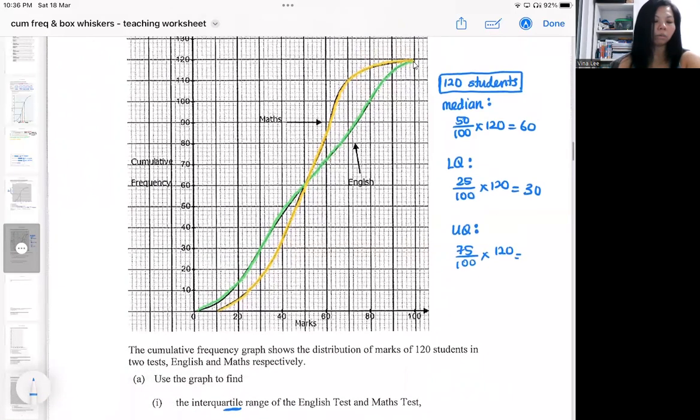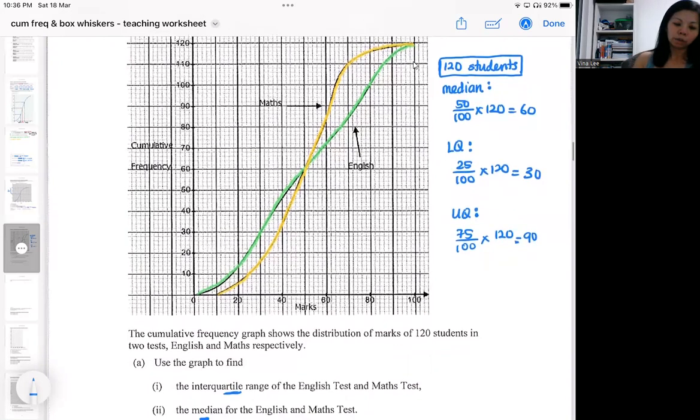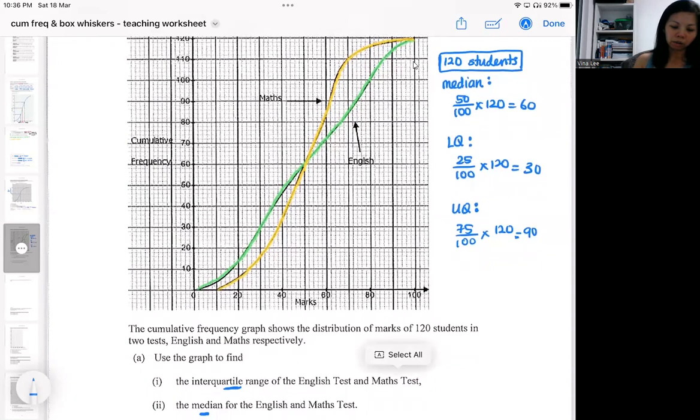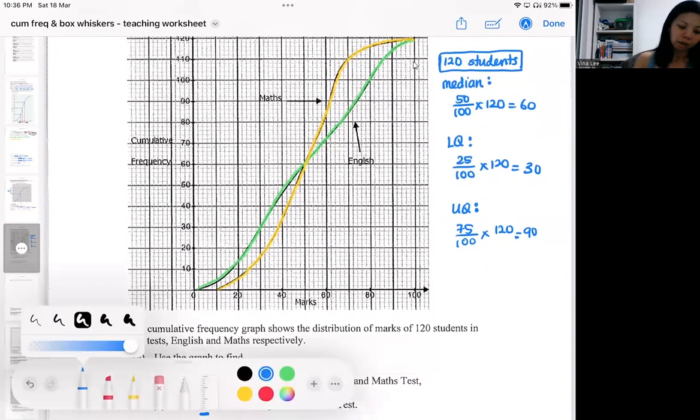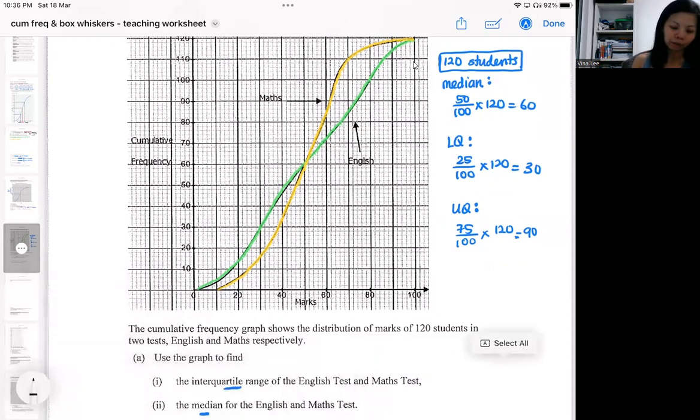Because for these two cumulative graphs, we are looking at the same number of students, that means we'll be using the same numbers here. So the 75th percentile, which is the upper quartile, will be 90. We'll be using the same numbers to get the interquartile range and median. So let's start off with the interquartile range first, for which I need the upper quartile and the lower quartile. I'm going to get the lower quartile first.